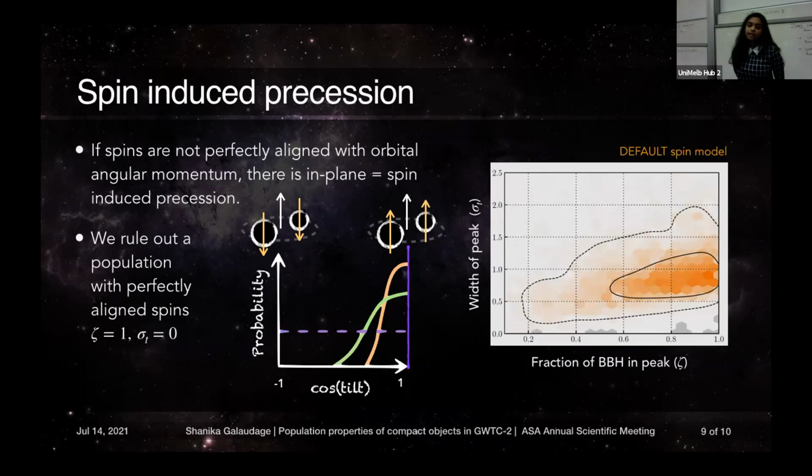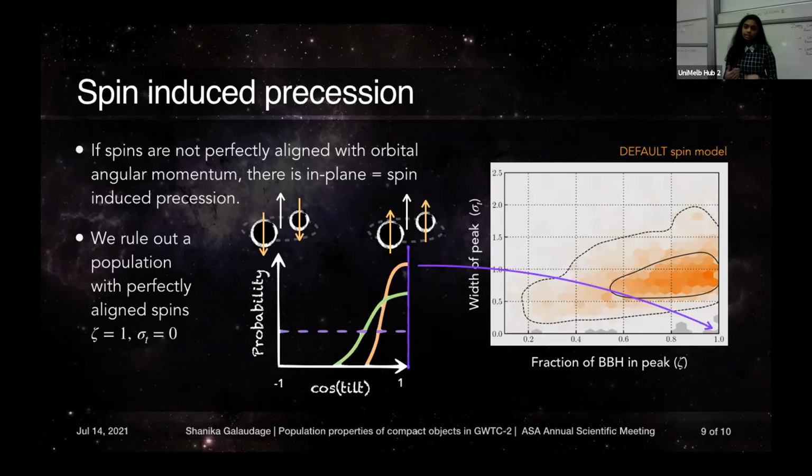And here we have the fraction of binary black holes in that peak, as well as the width of the peak. And you'll find that the region that I pointed to, with 0 width and the fraction being 1, means all of your binaries are perfectly aligned.